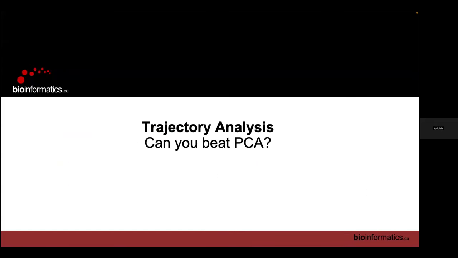Okay, and then the last bit before lunch is trajectory analysis, because lots of people asked about that yesterday. This wasn't originally in the slides. So for all the people who asked, trajectory analysis, and I have to quote Davis McCarthy, one of the creators of EdgeR, who decided that when we're talking about trajectory analysis, all we're asking is, can you beat PCA in terms of your trajectory analysis method?